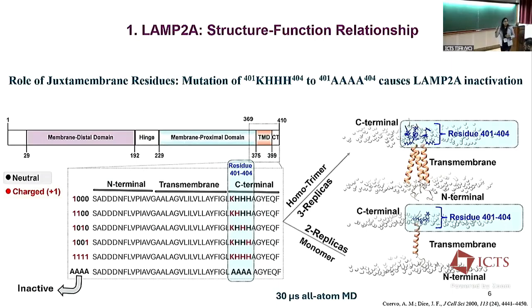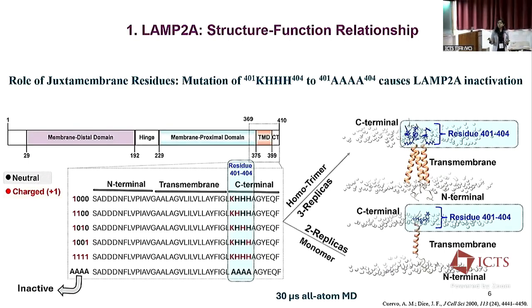So to this end, to answer the first question about the LAMP protein that I mentioned, what is so special in LAMP that dictates selectivity? This is the domain organization of the LAMP. It consists of a transmembrane part and a C-terminal part. If you see here, the juxtamembrane residue, which is KHHH in the wild-type LAMP2A, a seminal paper by Dr. Ana Maria Cuervo has shown that if you mutate this to four alanines, the functionality is lost. And this made us curious to know what is governing the functionality.